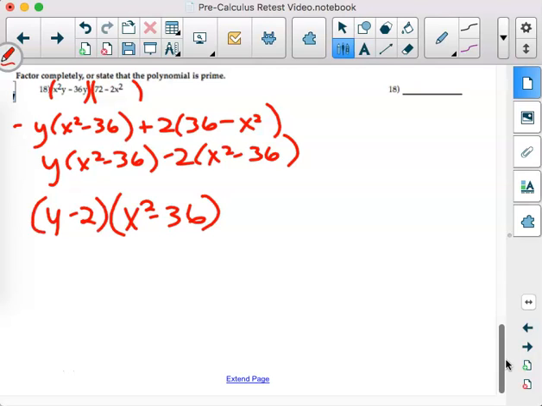But this one is not quite done. And that's because x squared minus 36 is a difference of two squares. So x plus 6 and x minus 6. And then that one is completely factored.